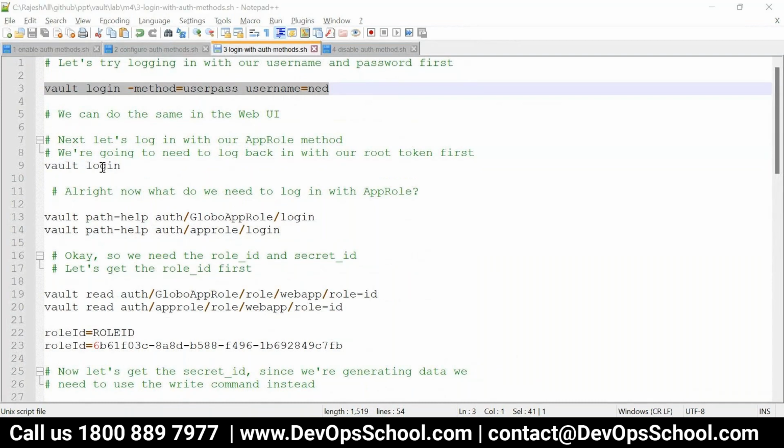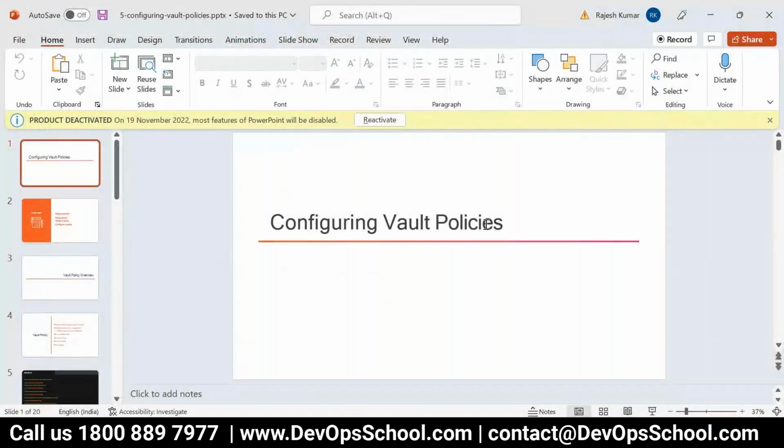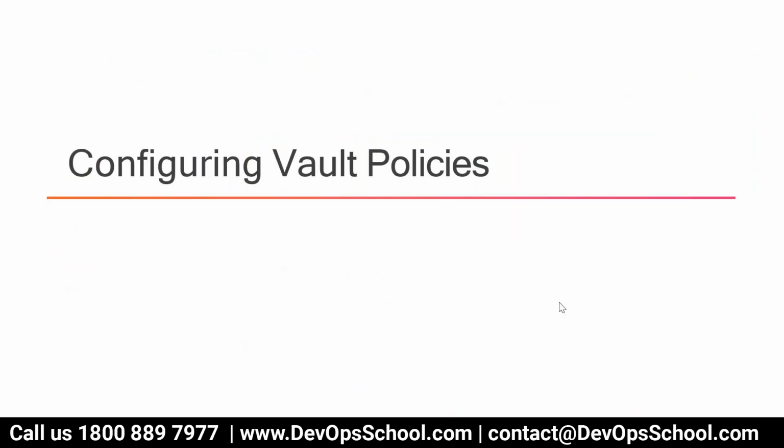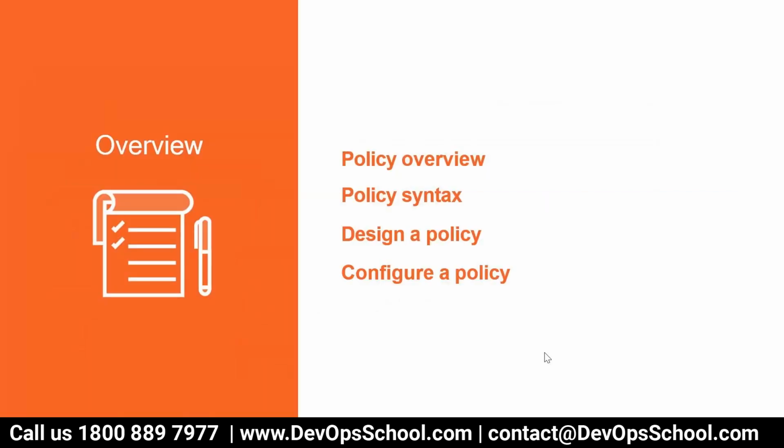So now policies. Policies means authorization, not authentication, but in Vault we call it policies. So how do we set the policy for a user or role? That is what we are going to discuss. That means you have logged in, but you don't have any access without a policy. So how do we set this policy? Let's understand the policies overview, some of the syntax, how to design policies and how to configure them.